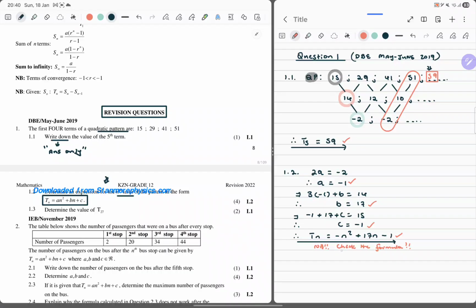Meaning we can check any other term that we choose. For example, let's just choose term number 3. Will we get 41? So we've got minus 1 into 3 squared plus 17 into 3 minus 1. Indeed, we get 41. So I always choose non-contiguous terms. Let's look at term 5. Will we get that 51? Indeed, we get 59. Sorry, not 51. So I know for a fact that as I'm presenting this answer, I am 100% correct.